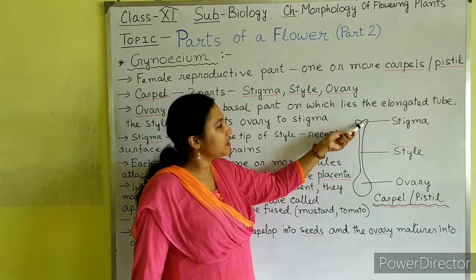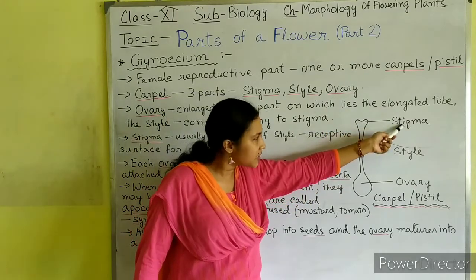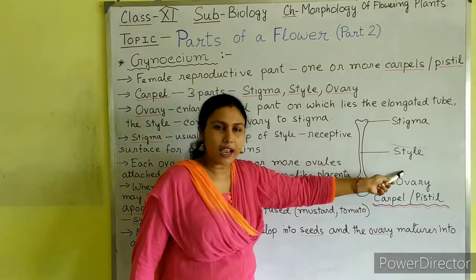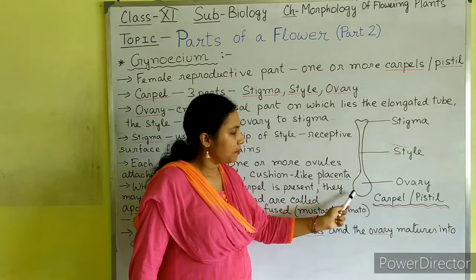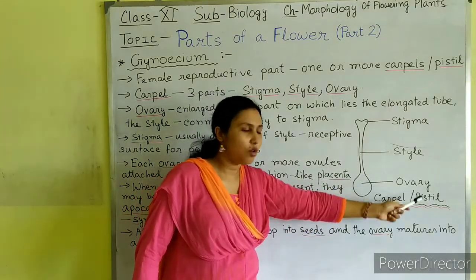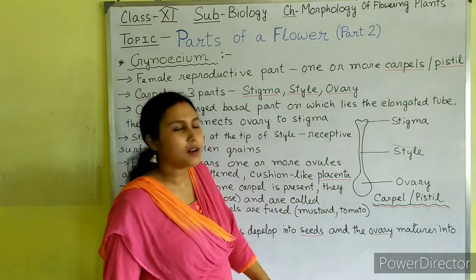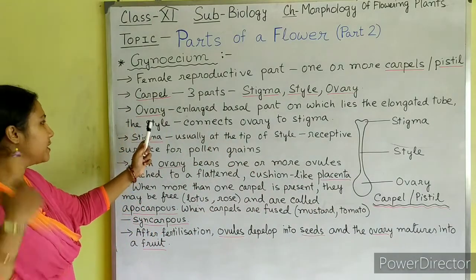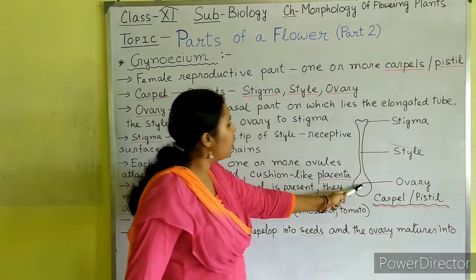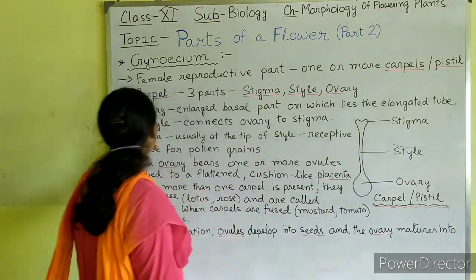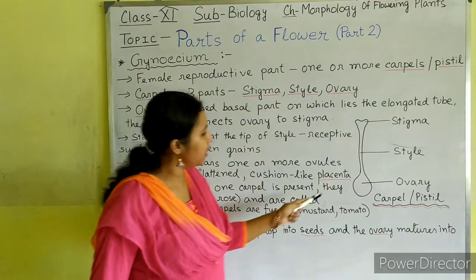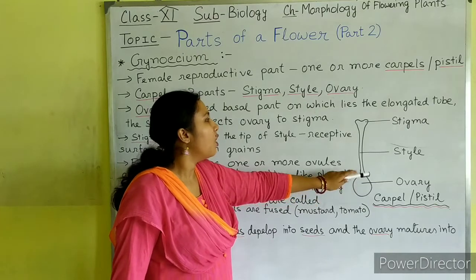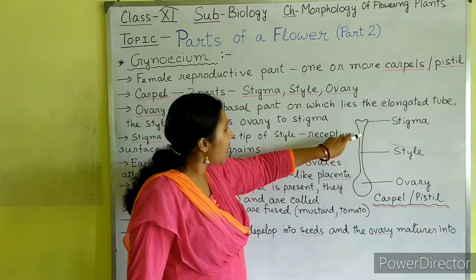flower. Here you can see this is the tip, known as the stigma. Next, this long thin tube is called the style. And next you can see this basal part, which is the ovary. So a carpel consists of three parts: stigma, style and ovary. The ovary is an enlarged basal part on which lies the elongated tube, the style.